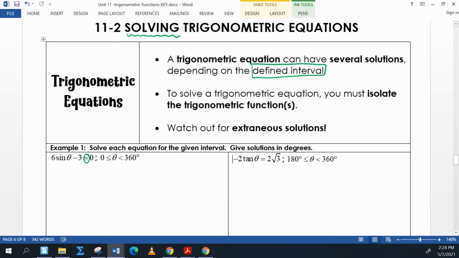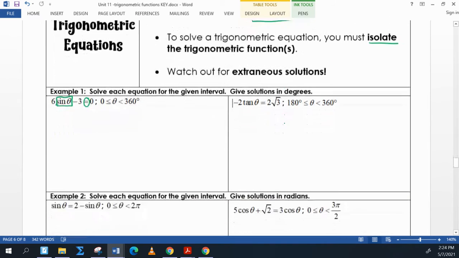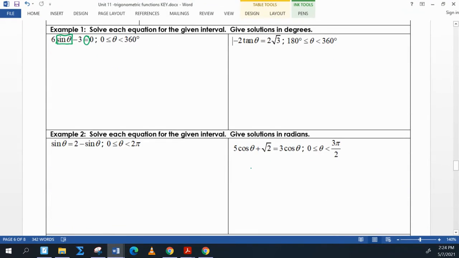So first up, when we look at this, we're isolating or getting the trigonometric function all by itself. So in this case, sine of theta is my trigonometric function. Over here, it'd be tangent of theta. You just have to look to see what trig function you're looking at. And then we'll talk about extraneous solutions in a little while. So let's look down here.